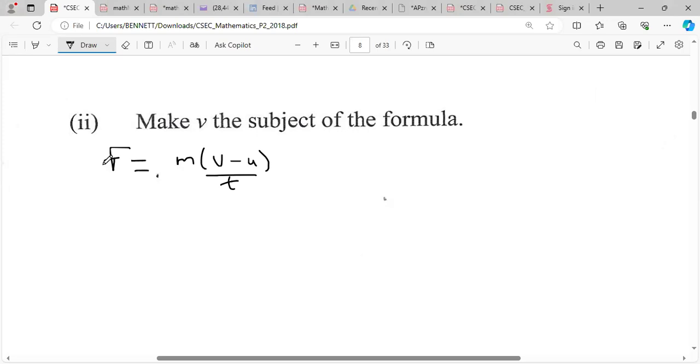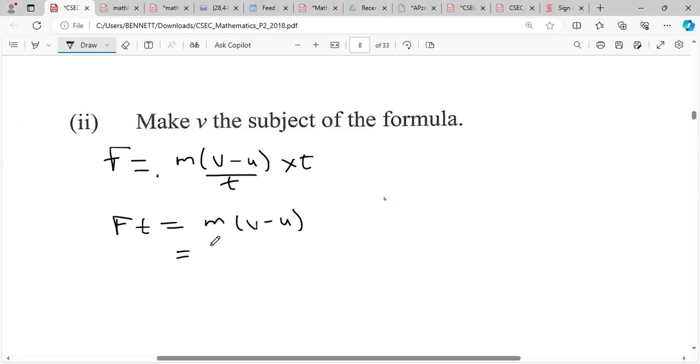Yeah, alright. So what I'm going to do, guys, I think I'm going to get rid of this first. So I'm going to times by T. So this now becomes F, M minus U. So I want to get my B, so I'm going to expand to get rid of the bracket.